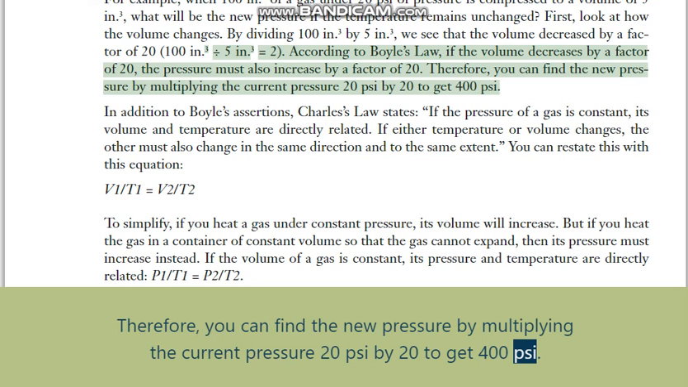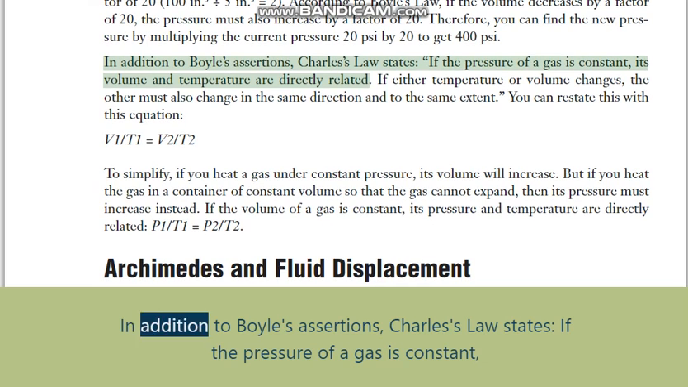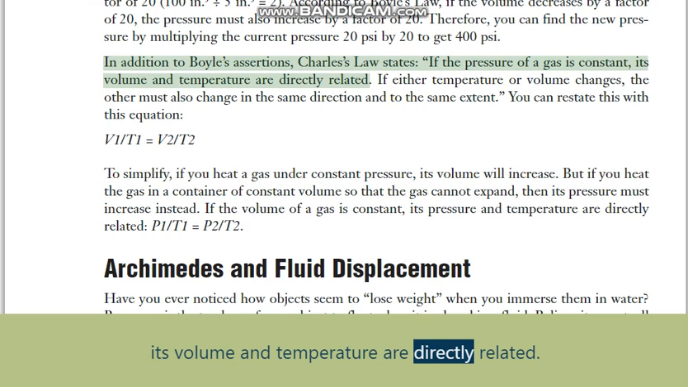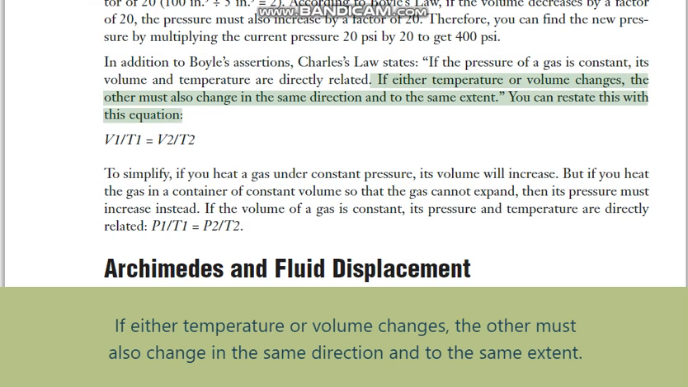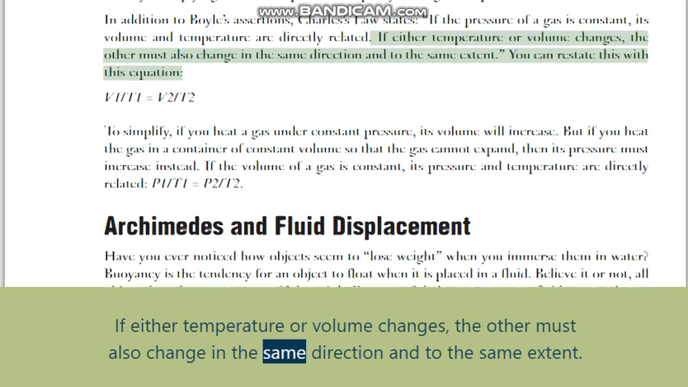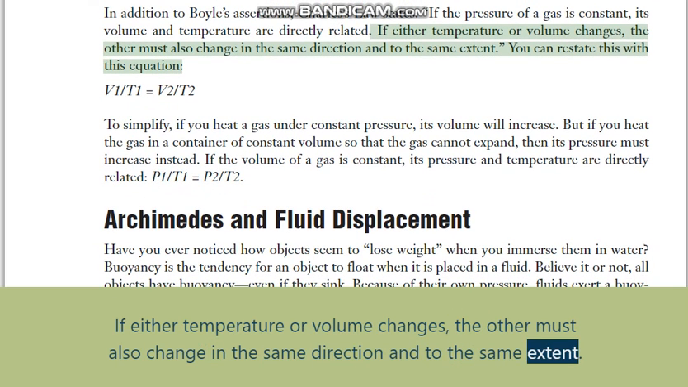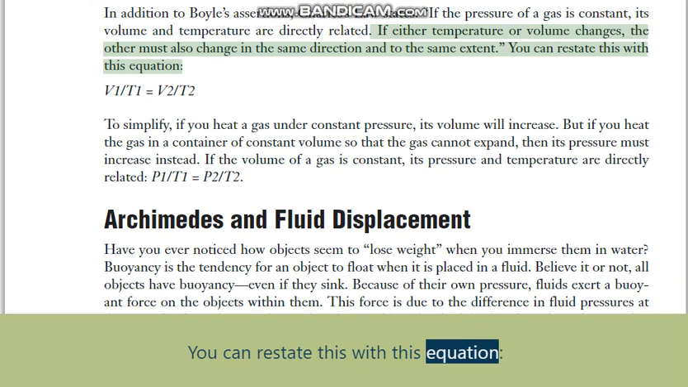In addition to Boyle's assertions, Charles's law states, if the pressure of a gas is constant, its volume and temperature are directly related. If either temperature or volume changes, the other must also change in the same direction and to the same extent. You can restate this with this equation.